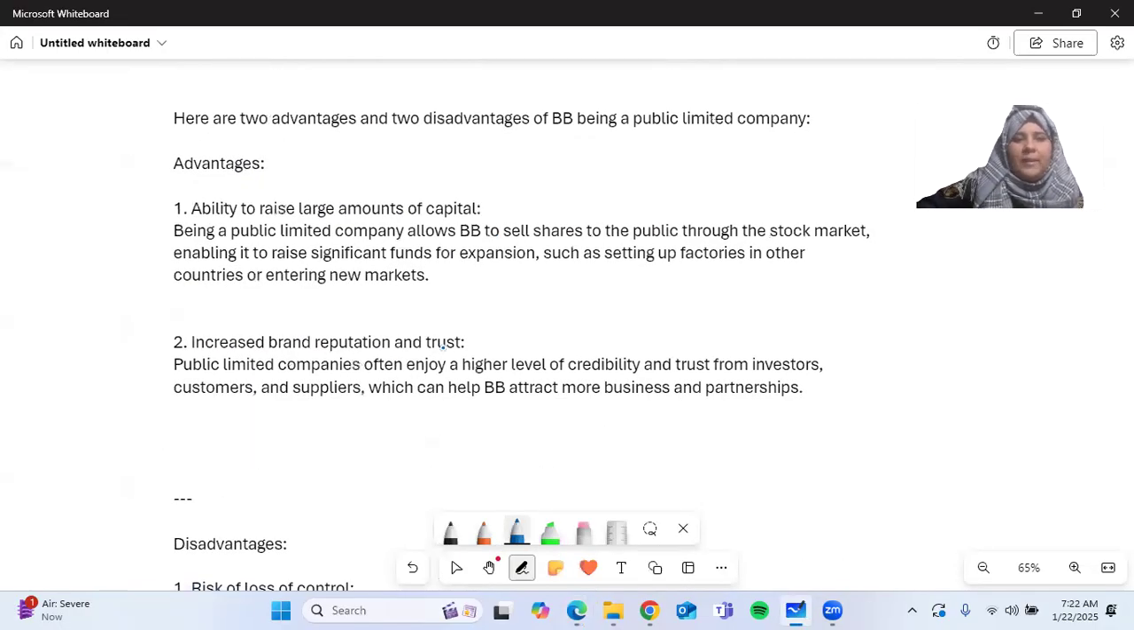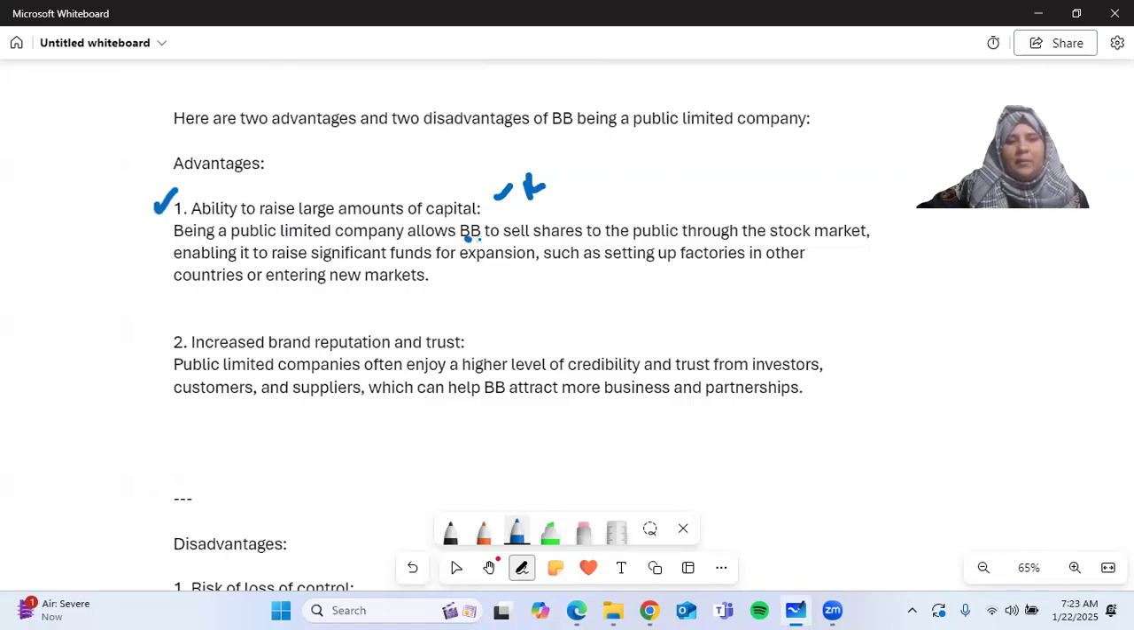Okay, so my first advantage is the first advantage which I just stated here. This is ability to raise larger amounts of capital. Okay, so this is my first advantage. So this is my knowledge. So whenever you are stating something, advantage, disadvantage, writing the definition, writing the formula, this is basically your knowledge.